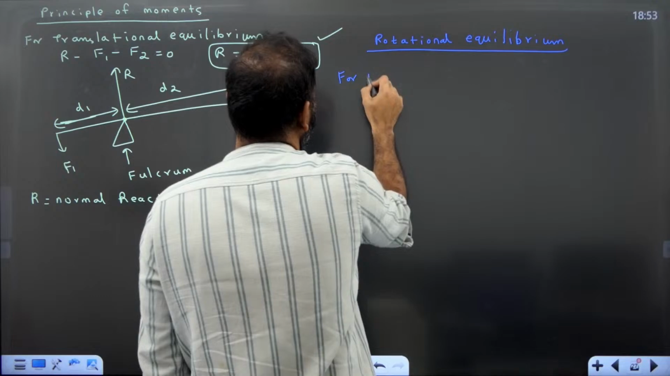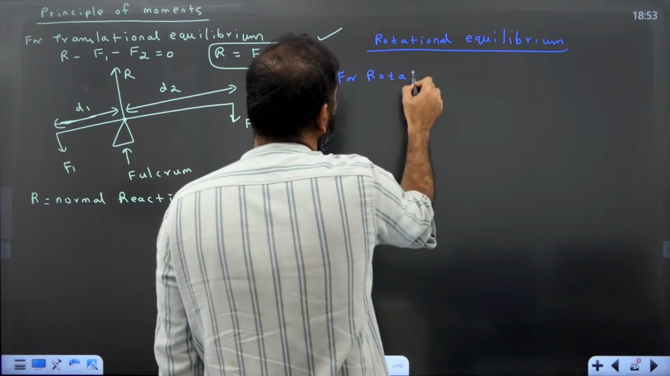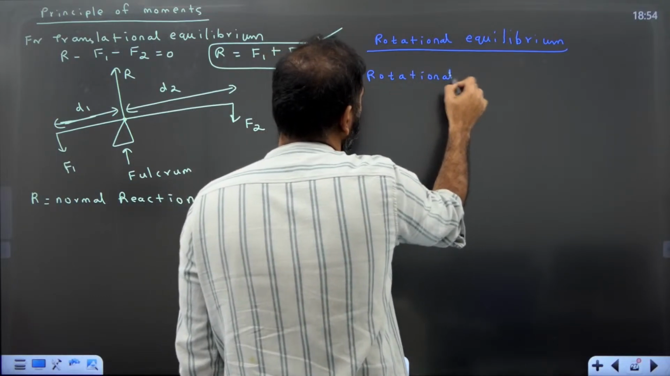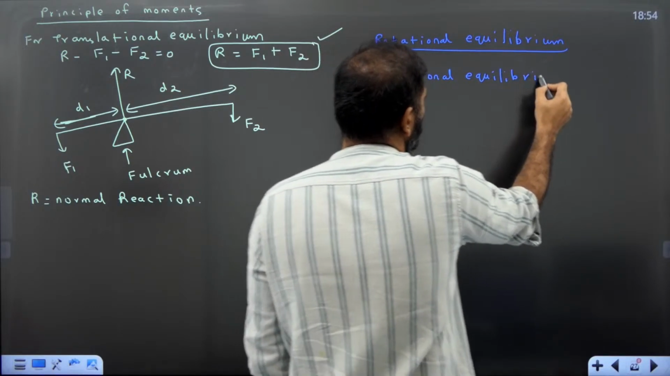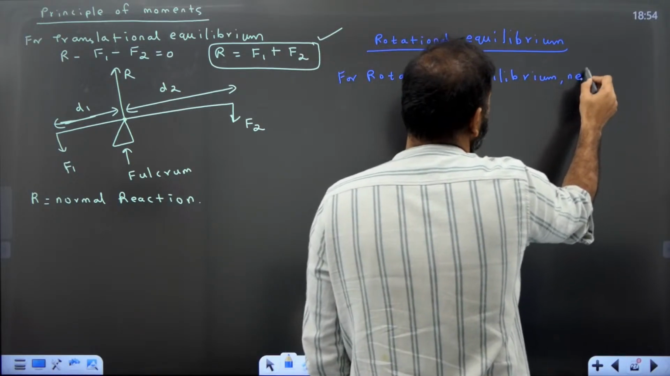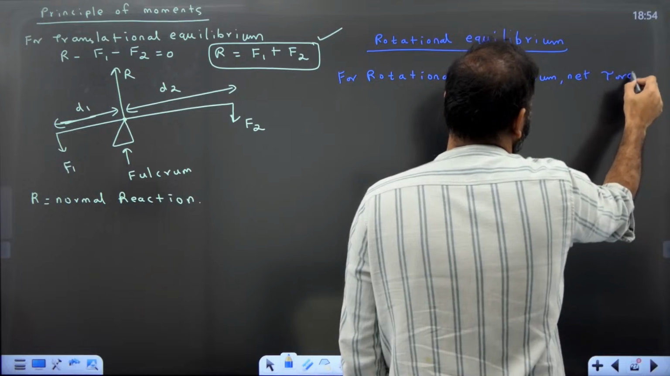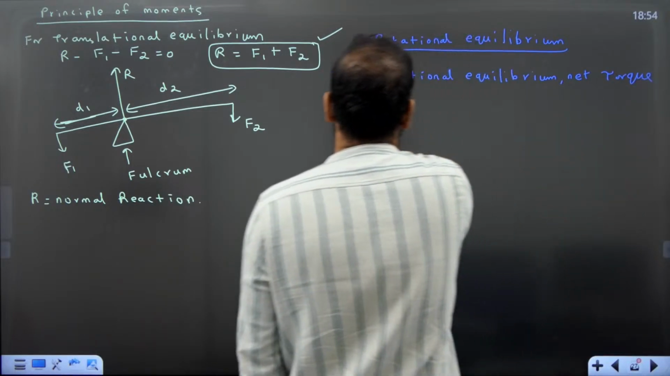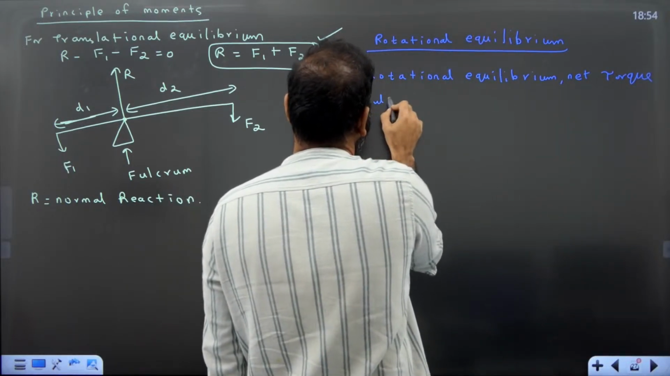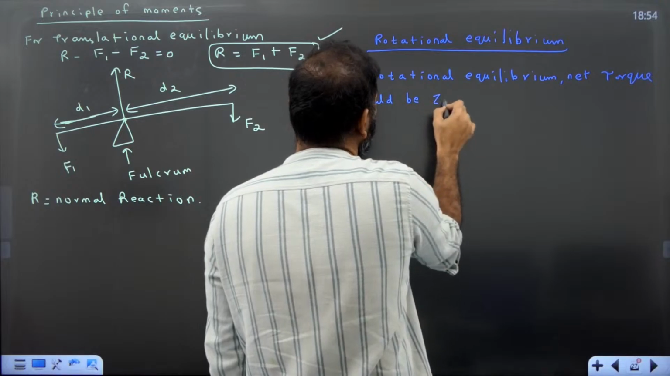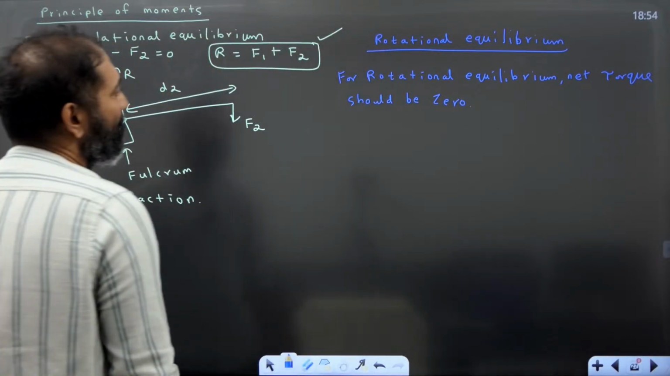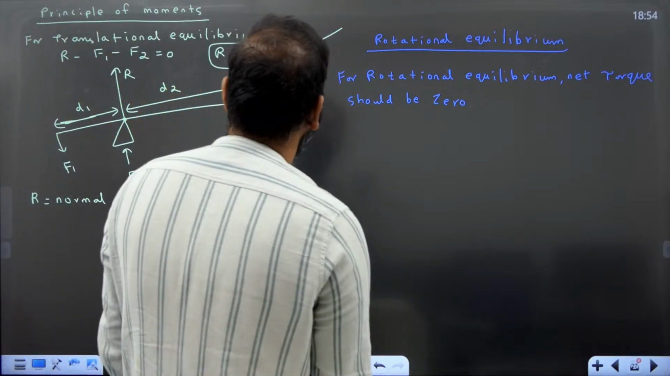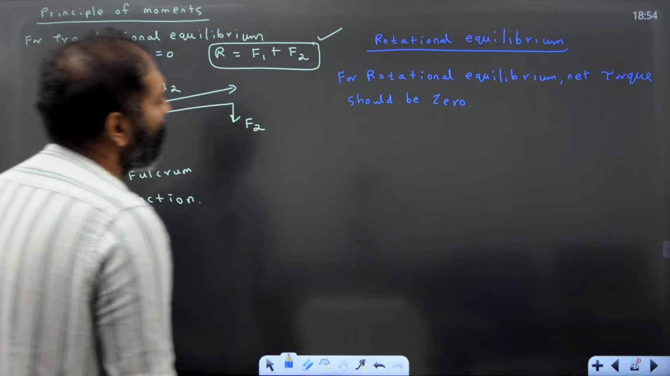For rotational equilibrium, net torque should be 0. That is the condition for rotational equilibrium. Let's see what is net torque. What does net torque mean?